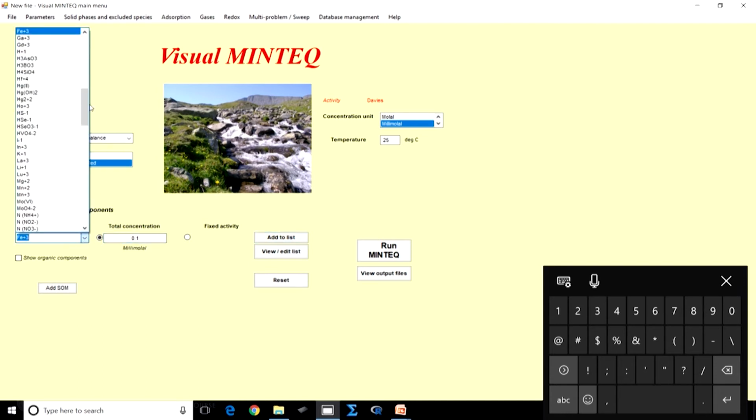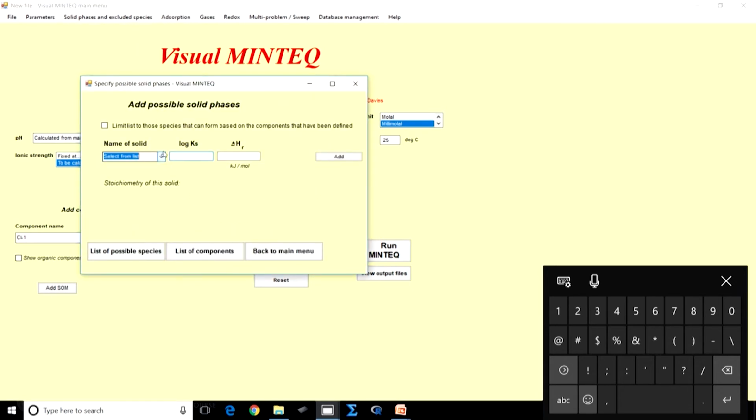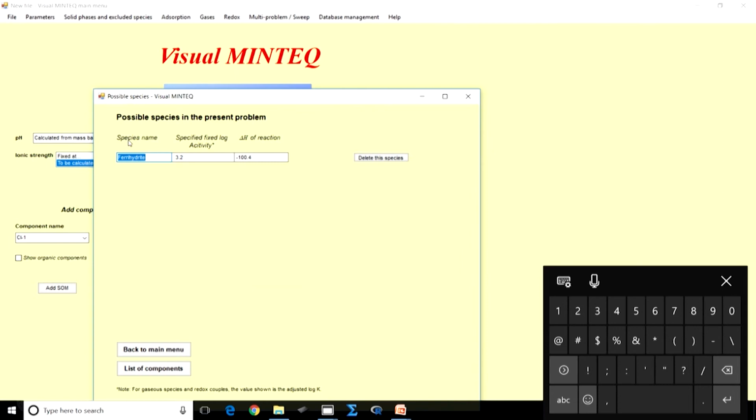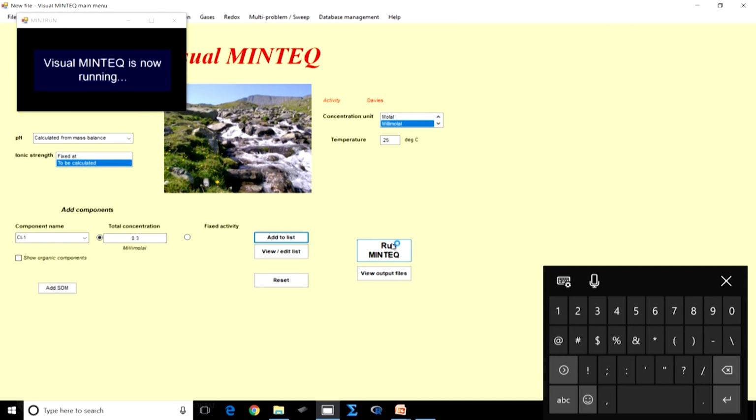And Cl total was equal to 0.3 millimolar, add that to the list. And I need to specify the possible solid phases, so that's going to be ferrihydrite. I'm going to add that, and you can see that it's listed in the possible species present in the problem. Back to main menu, and I'm going to run MinTeq.